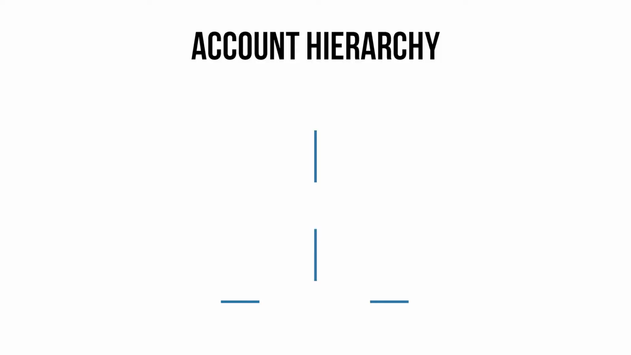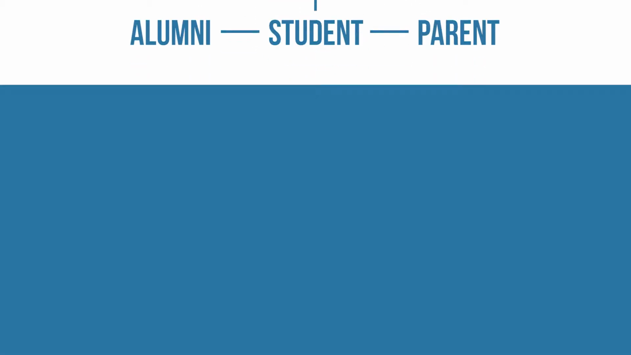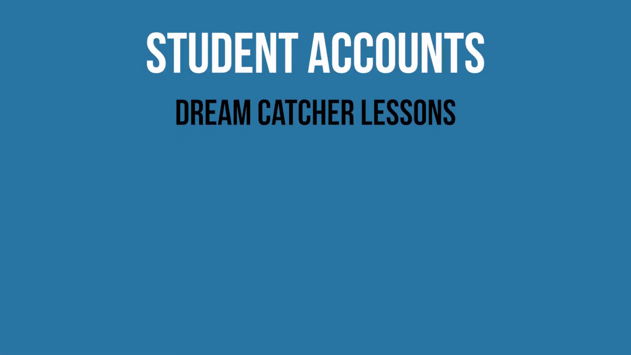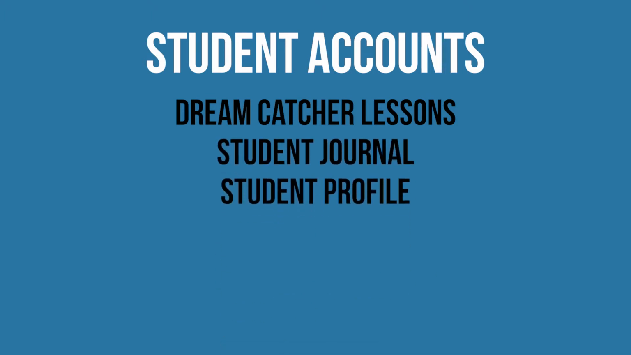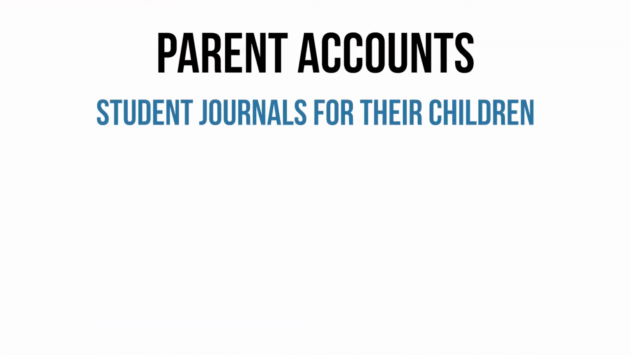The LMS has a hierarchy of account levels: student, parent, teacher, manager, and alumni. Student accounts provide access to the DREAMCATCHER lessons, a student journal that logs their lesson data, their student profile, and the messaging system. Parent accounts provide access to the student journals of each of the children they have in the program and the messaging system.